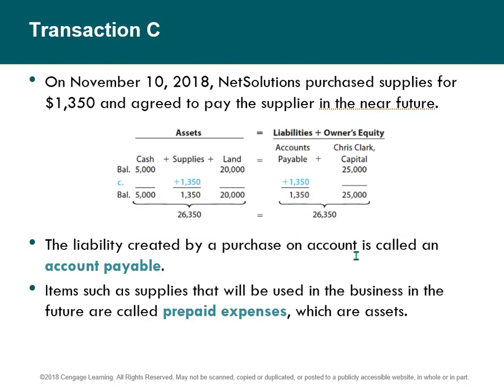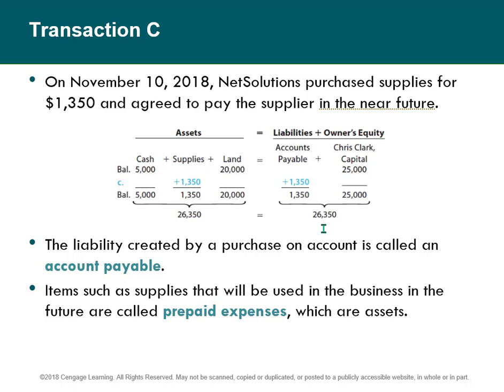Now on November 10th, Net Solutions purchased supplies for $1350 and agreed to pay the supplier in the near future, so that would be an account payable. So now for assets, we've got cash. We just bought supplies for $1350, so that increased supplies in land. And then our liabilities also increased by $1350. So you can see the transaction equals the transaction alone. $1350 equals $1350, and my total assets of $26,350 equals total liabilities and equity of $26,350. Okay, and that liability is an account payable.